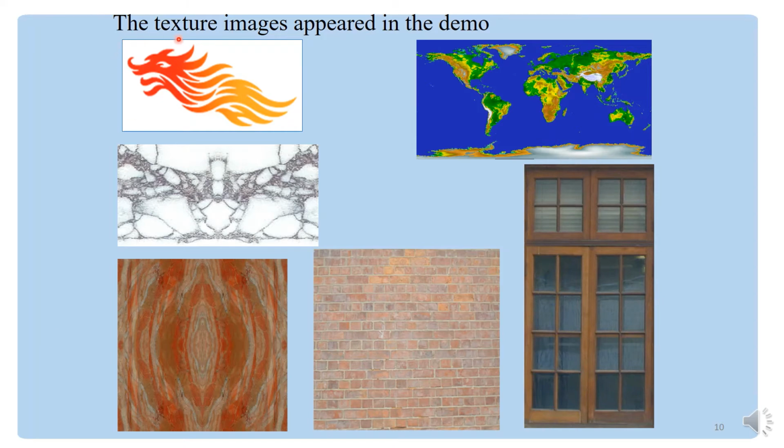And here are the texture images that appeared in the demo previously. You can see that this logo has been applied to the green cylinder, and this texture has been applied to the glass. This texture has also been applied to the cylinder and this wall. This window is basically a texture as well, mapped or glued onto this wall. And this Google Earth texture image has been applied to the sphere to make it a globe.